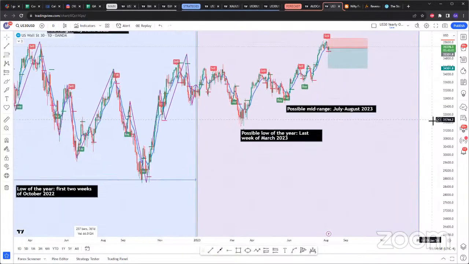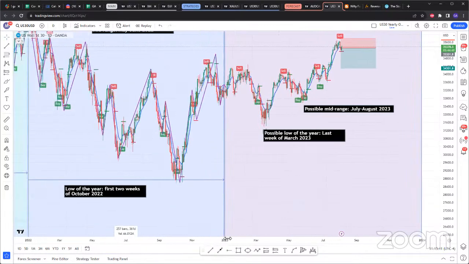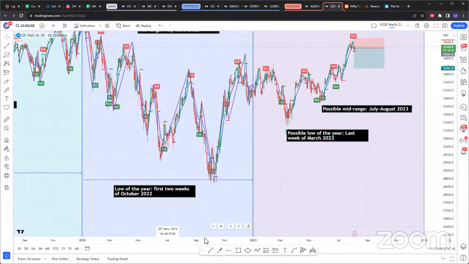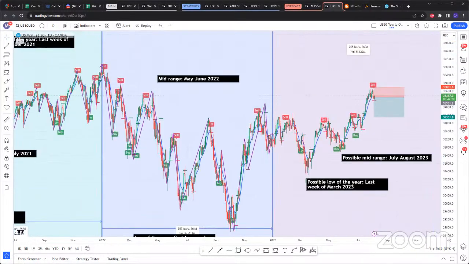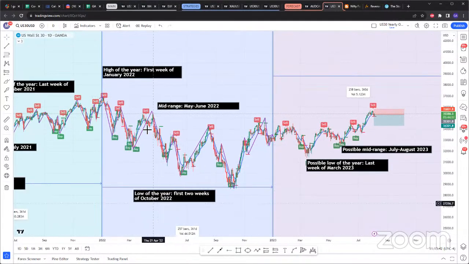I'll tell you that US 30 in every given year has a yearly low and a yearly high. The possible yearly low for this year is the last week of March 2023. Every time for US 30, it starts the year either with a yearly low or a yearly high in the first quarter of the year. Then during June to August, US 30 makes a reversal, whether to the upside or the downside. And then at the end of September, US 30 completes that reversal. If it created a yearly high, it will go for the yearly low. So for example, here in 2022, you have to backtest that.